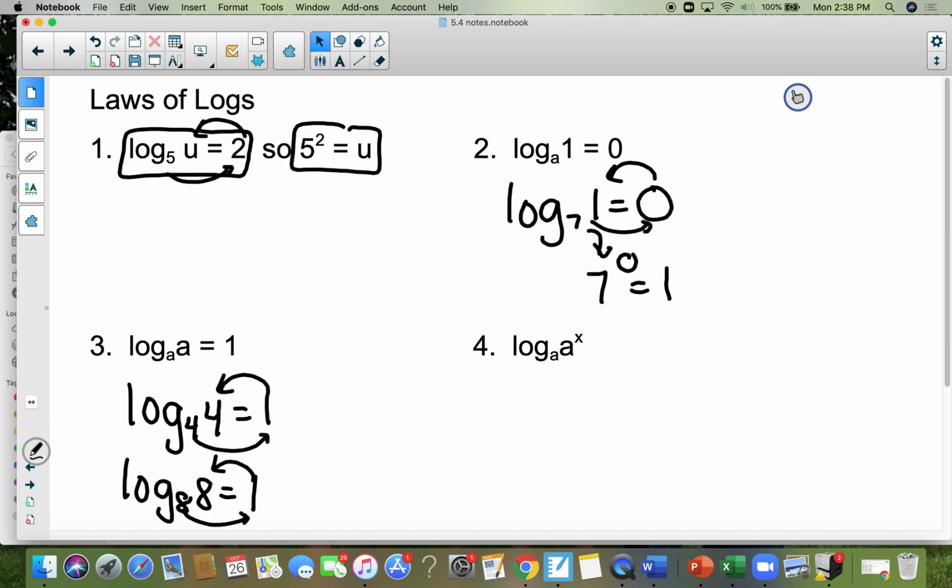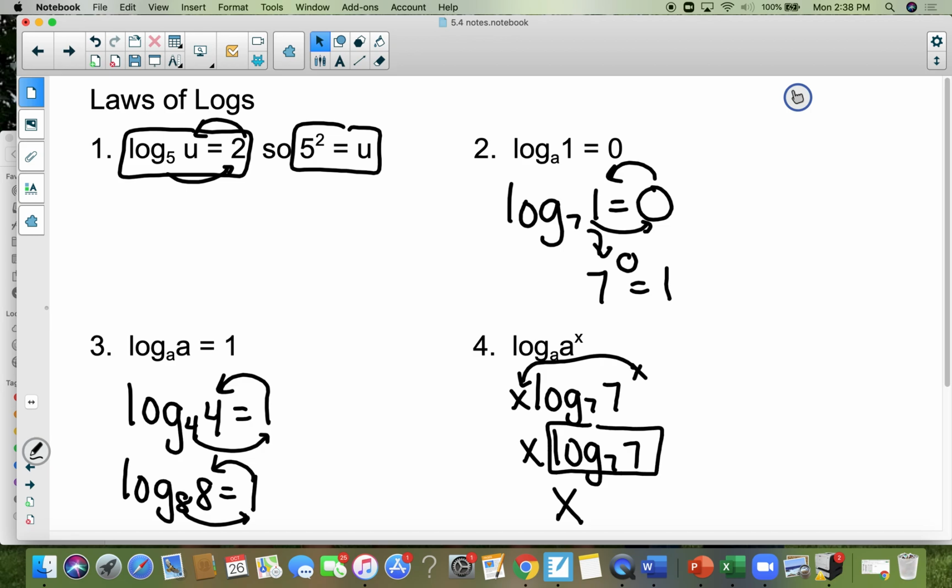And this one, the log of 7 to the x, I can take that x and move it out in front. So it's the log base 7 of 7, which is equal to x, because property 3 says that equals 1. So these are some of the laws.